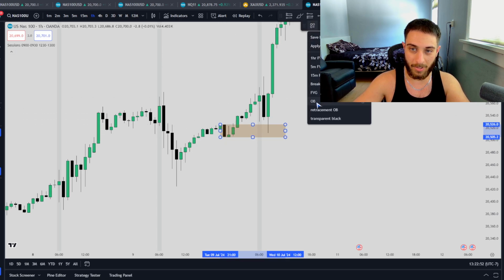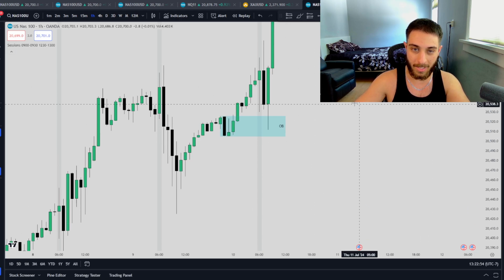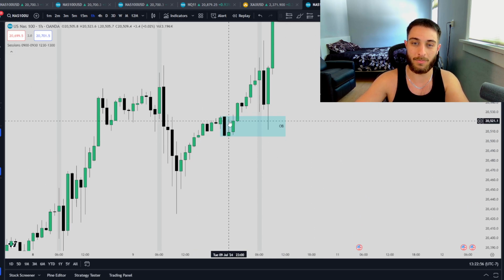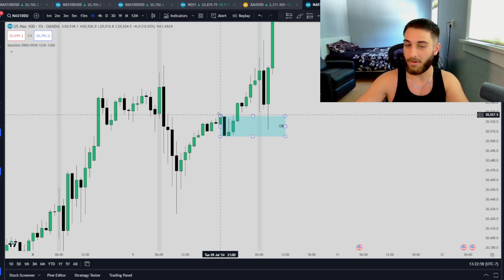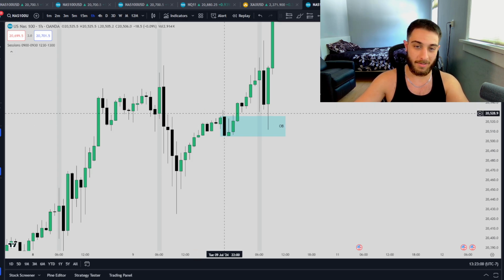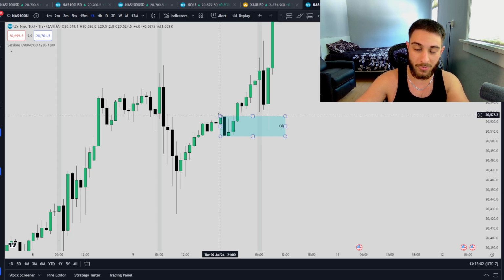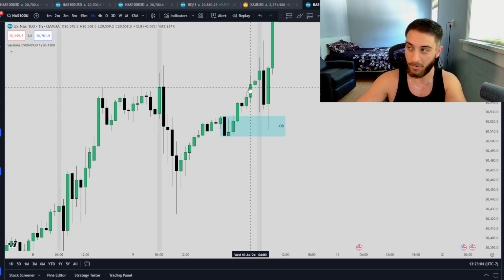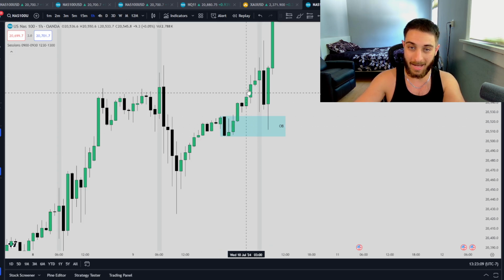We have this order block. So an order block, if you guys don't know what that is, pretty much the move that causes a liquidity sweep and then a break of structure following that. It doesn't have to be right after the candle after the liquidity sweep, but it can be at any point after. It just has to have a break of structure after that.